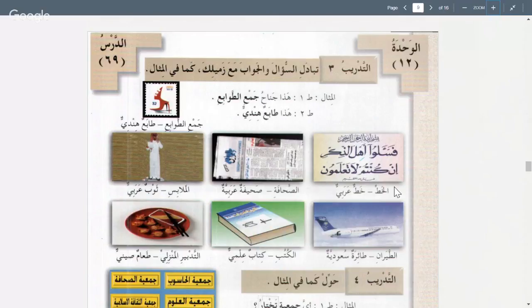Very good. Okay, so we have al-khat, which means writing. Khat Arabi, Arabic writing. As-sahafa, newspaper. Sahifatun Arabiyatun, Arabic newspaper. Al-malabis, clothing. Thawb Arabi, an Arabic thobe. At-tayaran, aviation. Ta'iratun Saudiyatun, a Saudi plane. Al-kutub, books. Kitabun ilmiyun, a science book. At-tadbir al-manzili, home economics. And ta'am sini, Chinese food.